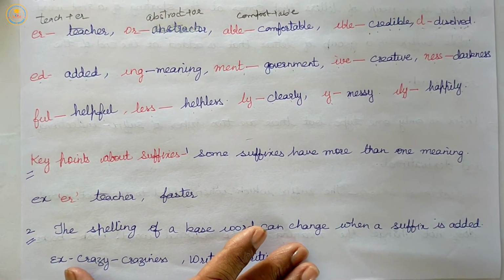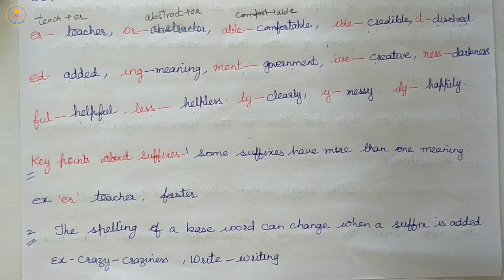Some suffixes have more than one meaning. After writing the suffix ER, we can get different meanings. ER is commonly added to the end of a noun, adjective or adverb. Example, teacher, teach plus ER, teacher. Faster. So here, first is some suffixes have more than one meaning, that is teacher or faster, meaning ER is commonly added to the end of a noun, adjective or adverb.